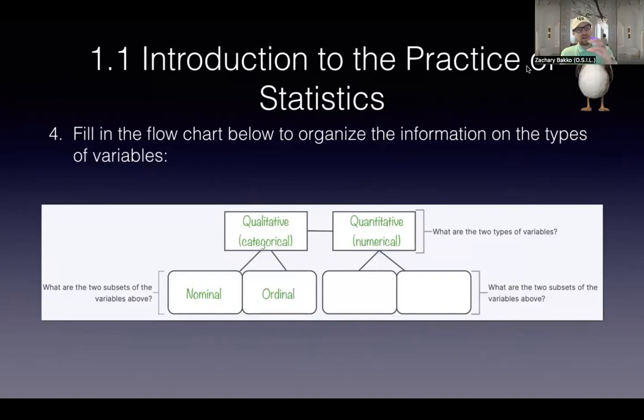Qualitative is words. They can either be independent, arranged in any order, so that's nominal, or they can be dependent, arranged in an order, that'd be ordinal. Okay, for our numerical variables, the two subsets of the variables we have are discrete, remember, are the whole numbers, and continuous are the measurable numbers.